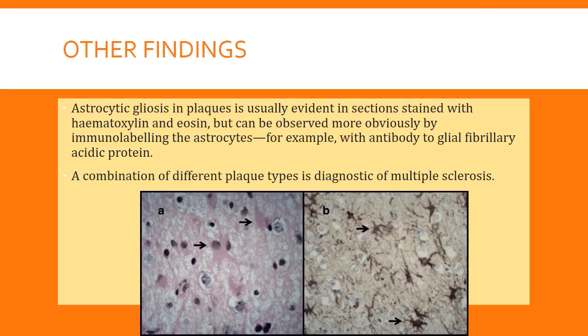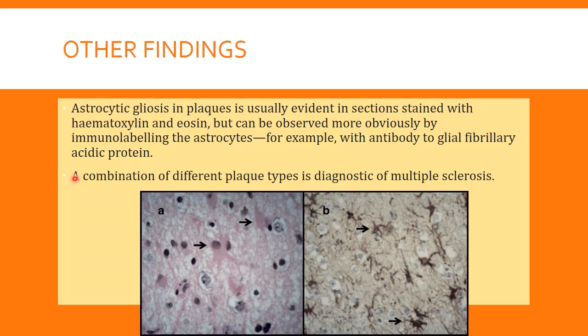Now, what are the other findings of multiple sclerosis? The other findings include the characteristic gliosis. Now, gliosis is typically seen in the inactive plaque area. So this dense gliosis can be appreciated here, and this has been highlighted by the GFAP, that is the glial fibrillary acidic protein immunohistochemistry.